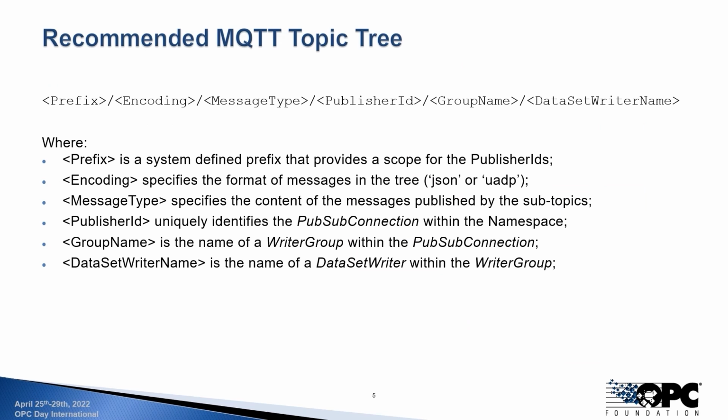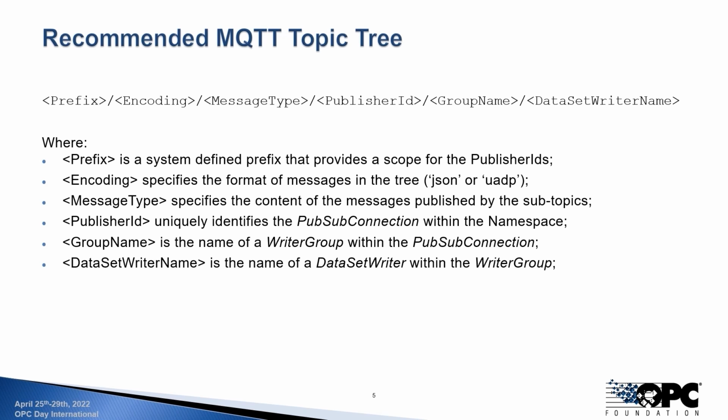Now, the recommended MQTT topic tree has a format that follows generally well understood conventions when it comes to MQTT topics. You have a prefix defining the scope of the identifiers, an encoding, and then a message type. And then after that, you've got a hierarchy that's based on the PubSub configuration. The top of the hierarchy is the publisher ID.